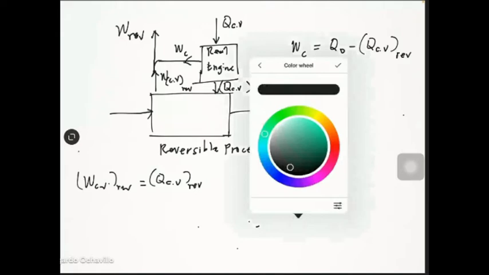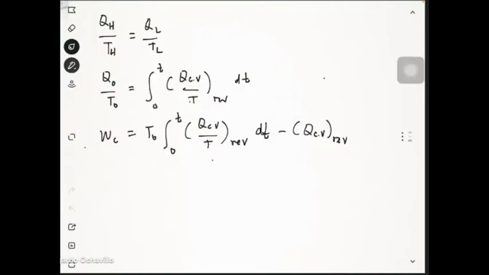Okay, so now the work reversible here can be calculated as WC plus WCV reversible, where WC is the work generated by your real engine, and WCV reversible is the work of the control volume considering a reversible process.